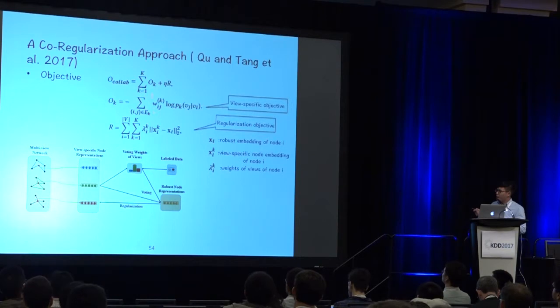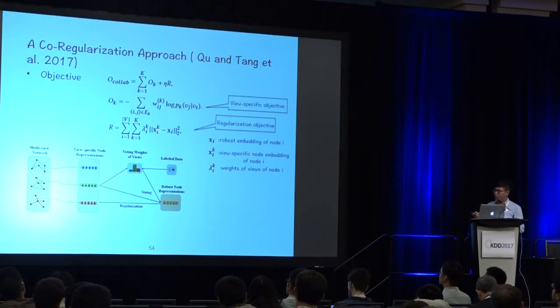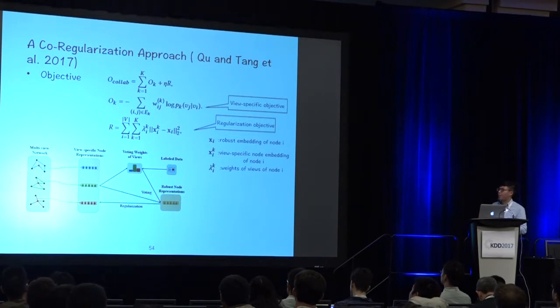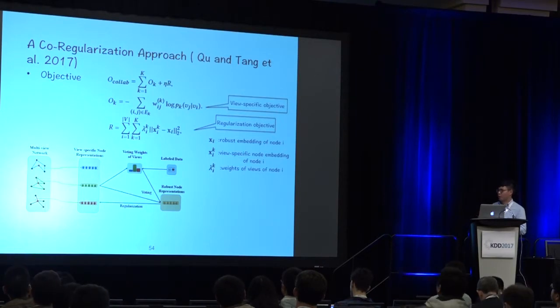And besides this objective function, we also have an objective function called co-regularization. This objective function basically measures the discrepancy between the view-specific node embeddings and the robust node embeddings. So x_i^k is the view-specific node embedding of node i, and x_i is the robust embedding of node i. And lambda_i^k is the weight of view k for node i. So this is how the co-regularization approach works.